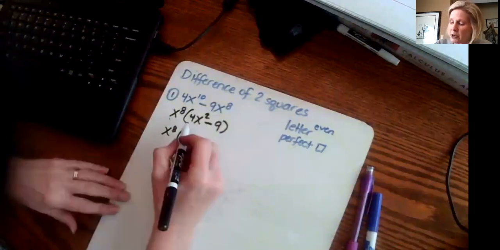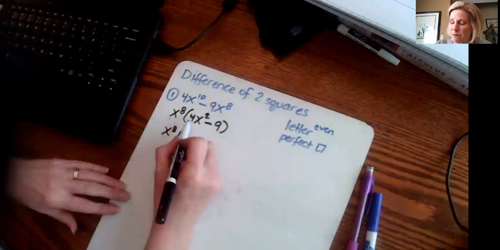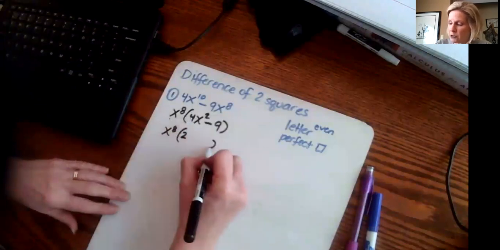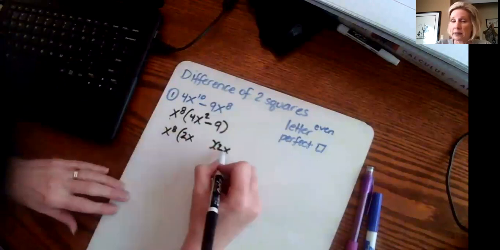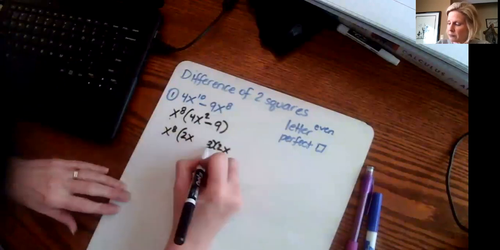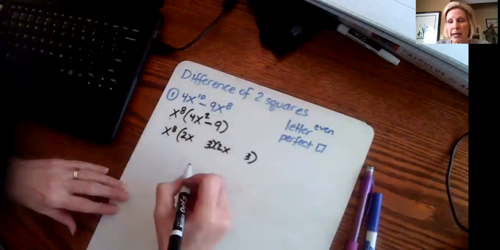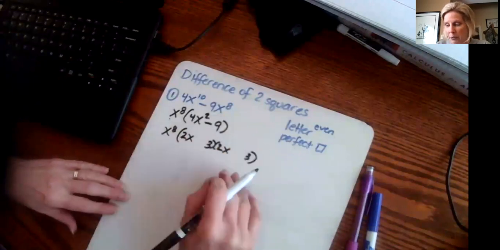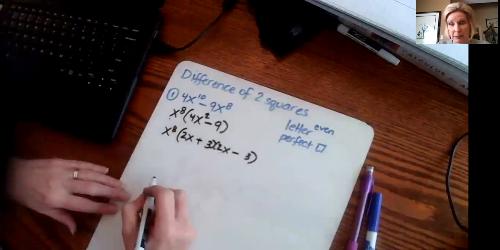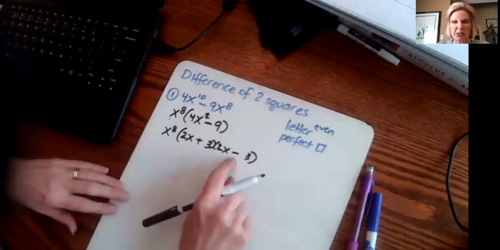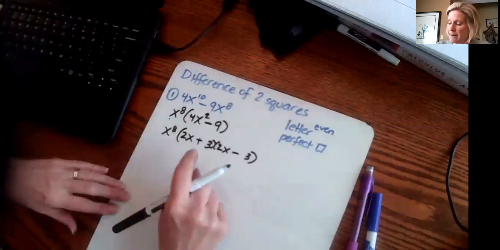All right, so what am I going to multiply to get 4? Well, 2 times 2, x squared, x times x, and 9, 3 times 3. And remember, the idea is when I FOIL, I'm going to need the middle terms to cancel out. So one's got to be plus and one's got to be minus. You can do minus and plus. You'll see me do plus first.